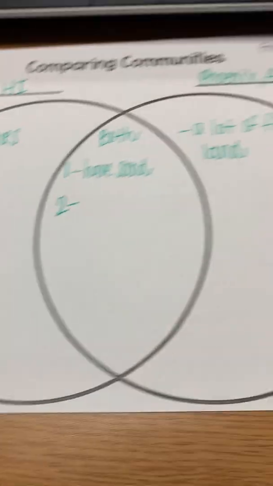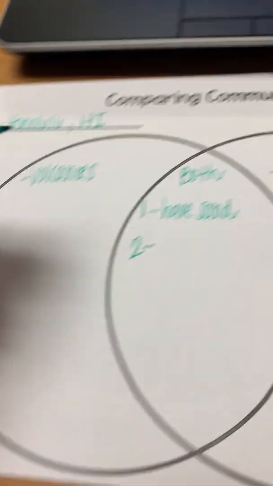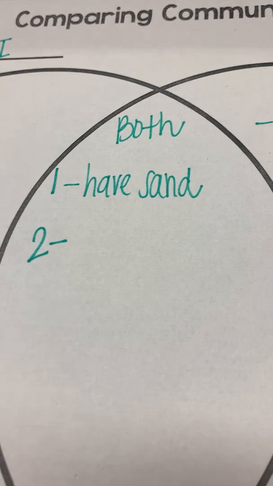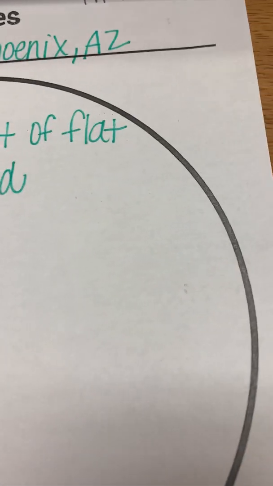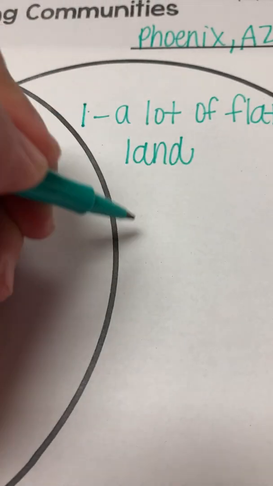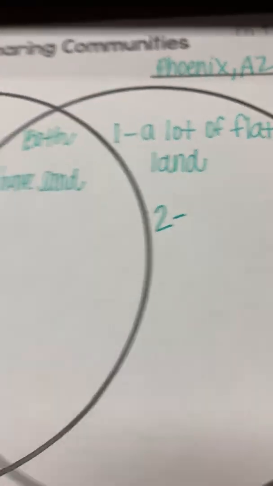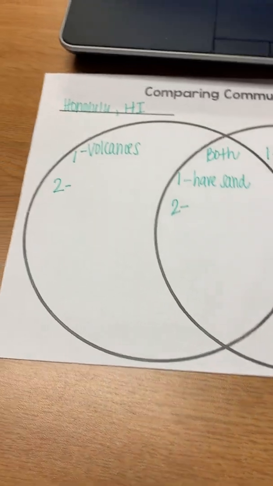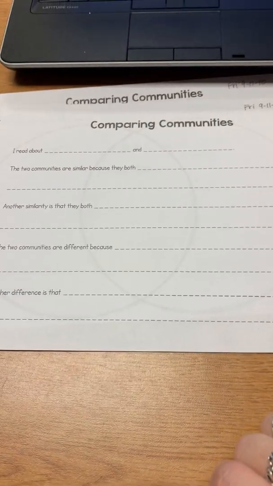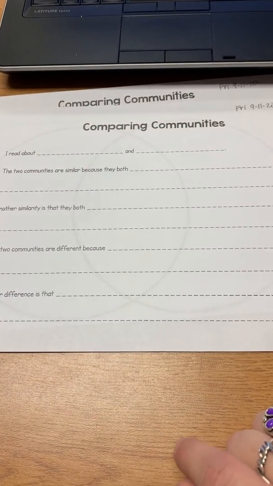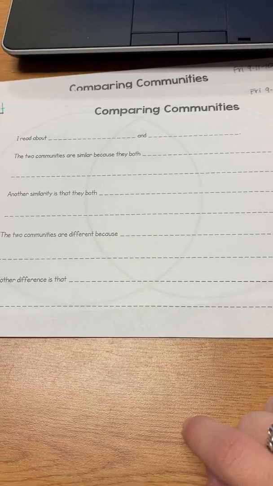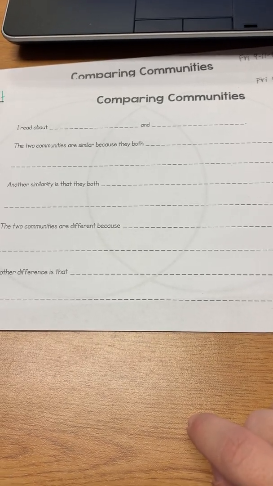So really, if you can come up with two things on each side, there's one, and there's two, you should be good to go to fill this part out by either, again, copying it from a printer if you have one at home, or just writing these out in sentences.